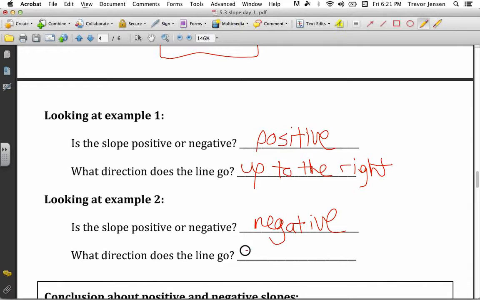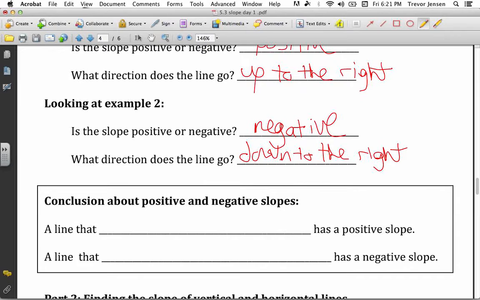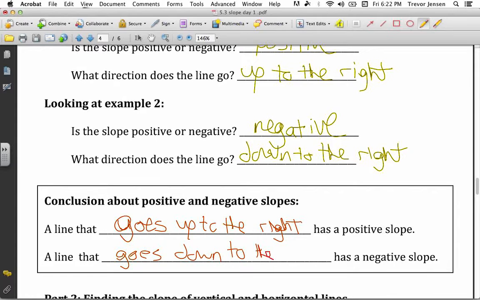What direction does the line go? It goes down to the right. So, conclusion about positive and negative slopes: a line that goes up to the right has a positive slope, and a line that goes down to the right has a negative slope. And that's true in all cases.